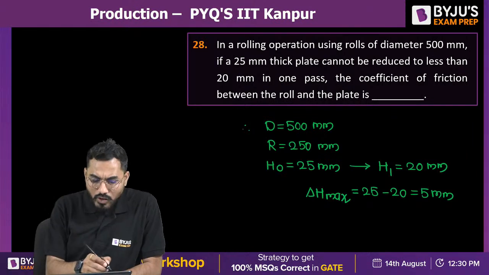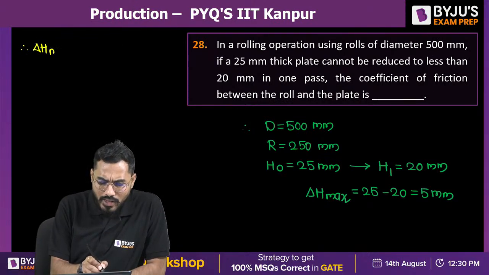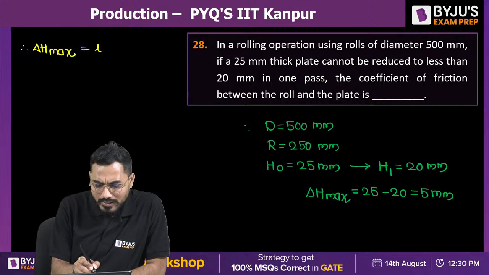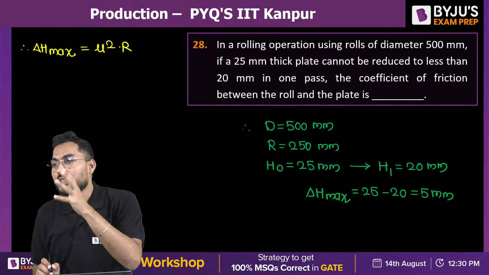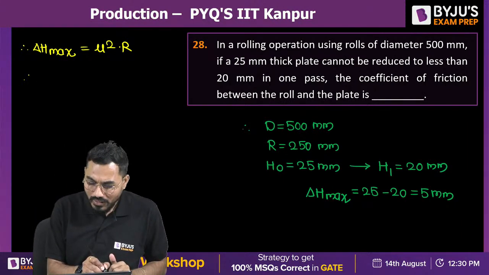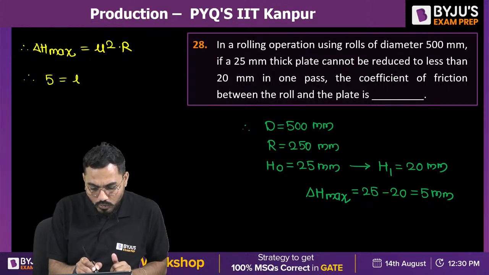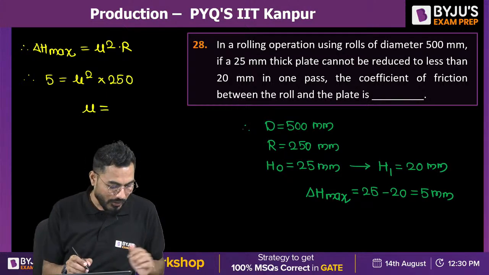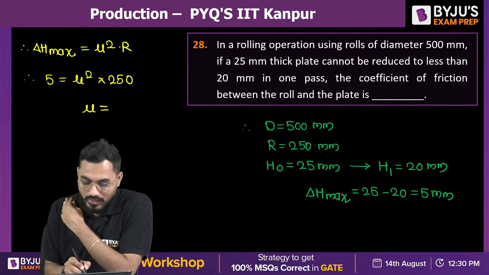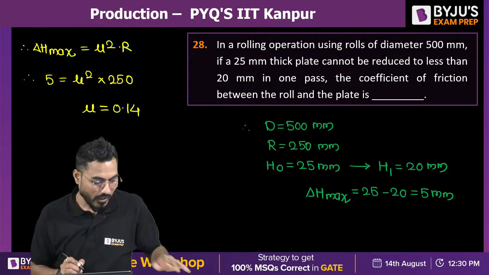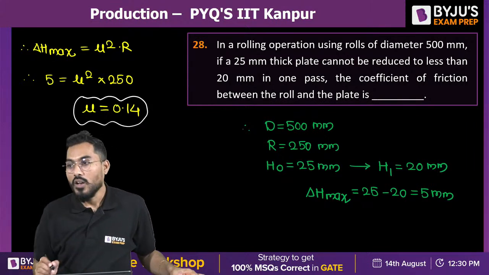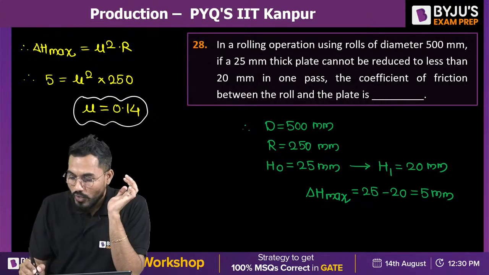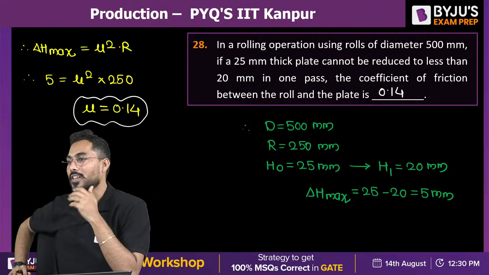Do you know the basic fundamental formula for maximum reduction? Delta H max is exactly equal to mu square into R. So delta H max you have, radius you have, and you want to calculate the coefficient of friction. So 5 is equal to mu square into radius, that is 250, and therefore you calculate mu. Anyone calculated? Okay, right? So my answer will be 0.14. We can write down 0.14 as my answer.